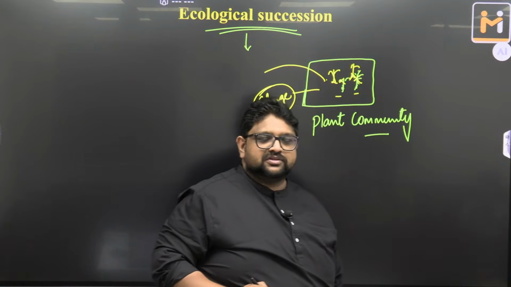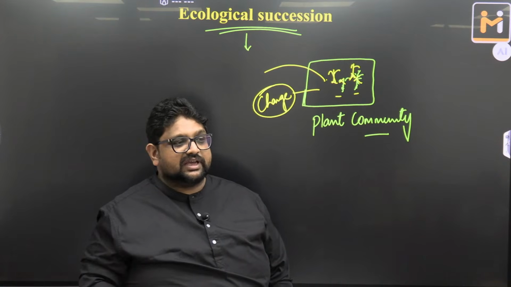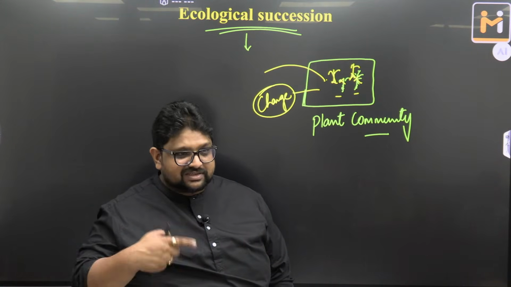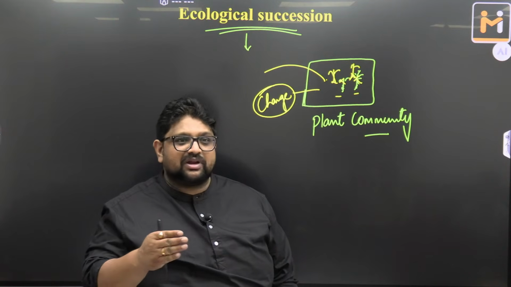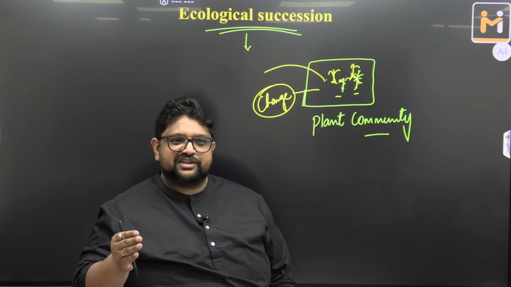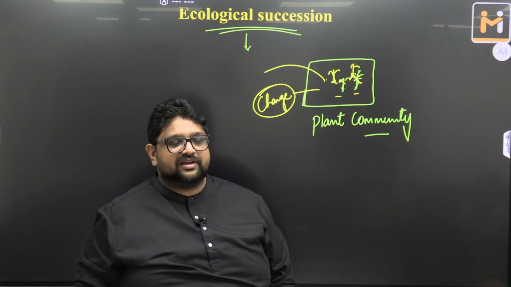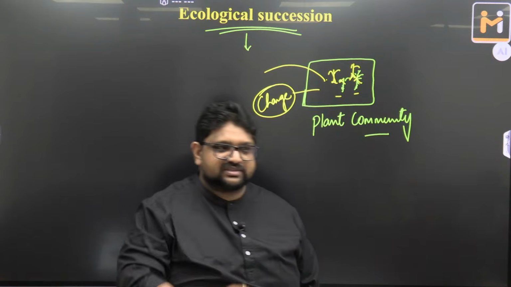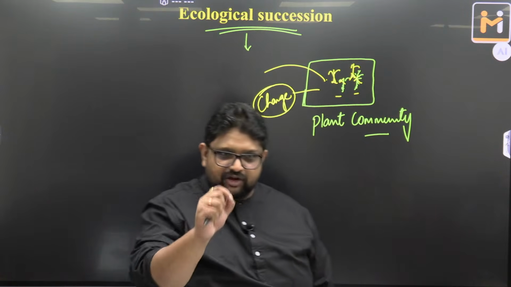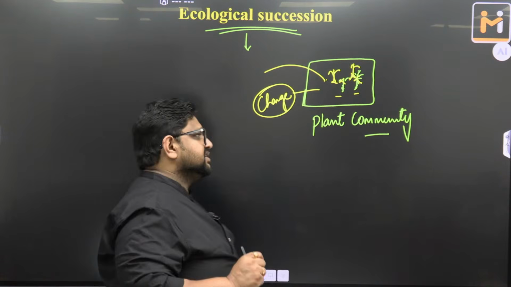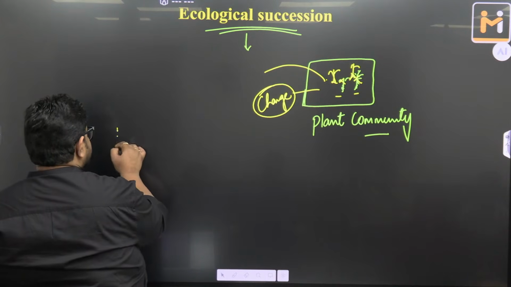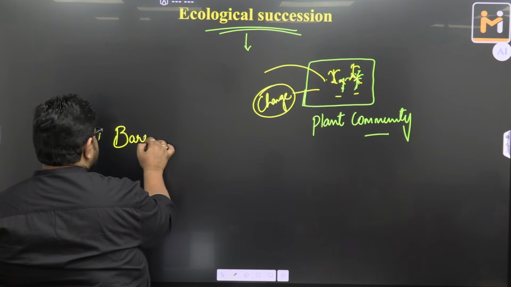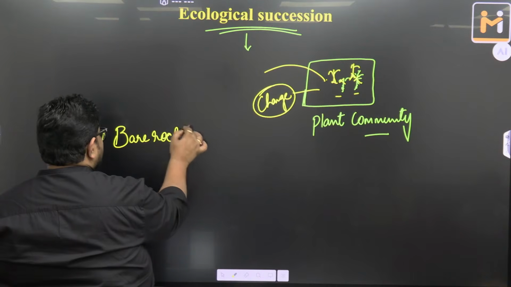Okay. So this process is called ecological succession, plant succession, and this keeps on happening till a stage comes where no more changes in that environment are possible. This is called ecological succession. So ecological succession starts from a place where there is no life, bare rock.